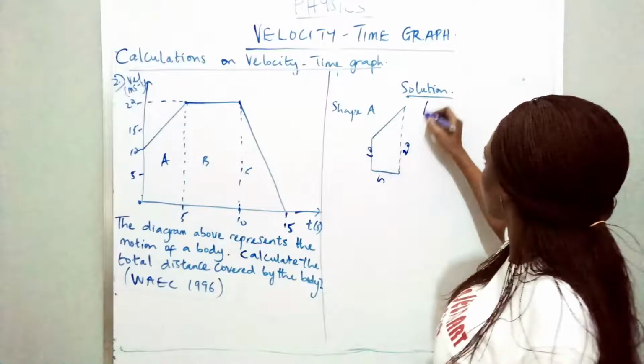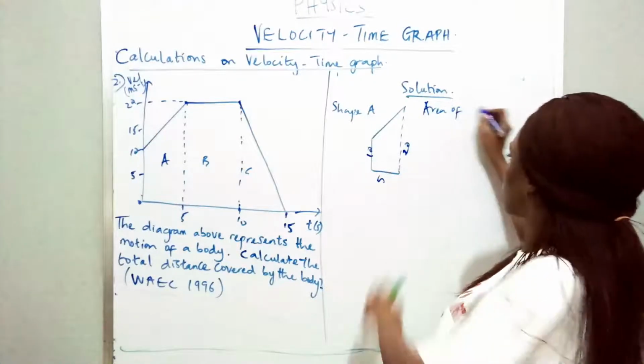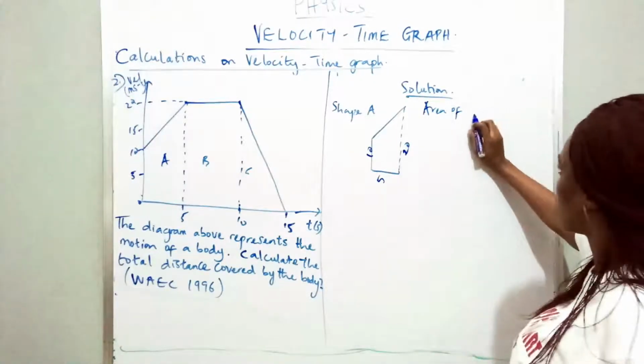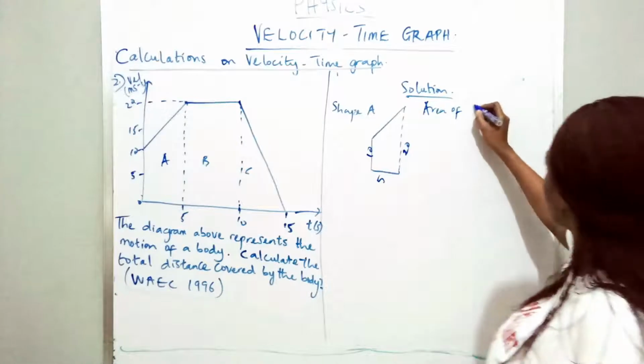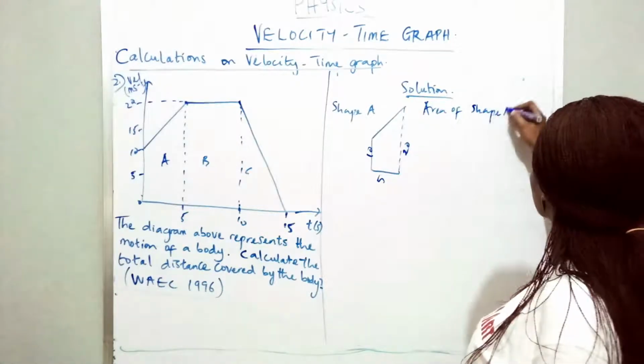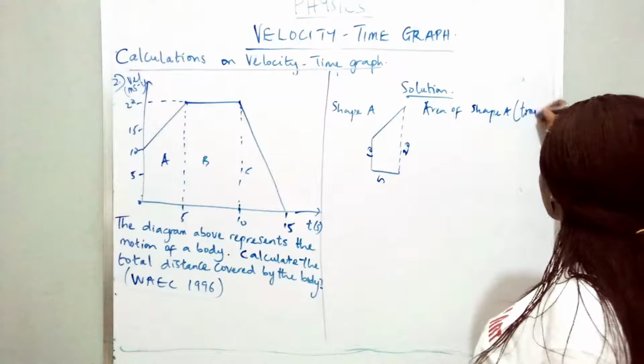So from here we can just find the area of this shape, which is a trapezium. Area of shape A. Shape A is a trapezium.